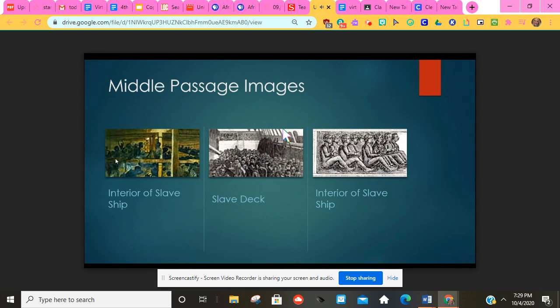So how did slaves get here? Well, they came through what we call the Middle Passage. Two of the images show the interior of a slave ship. You can see that it's pretty cramped, not a lot of room and space for the slaves. On this image, you see that they're chained together. This is how they sat inside of the ship. On the slave deck, you see that there are dozens and dozens of slaves as well. Not a lot of room, definitely not a comfortable trip.